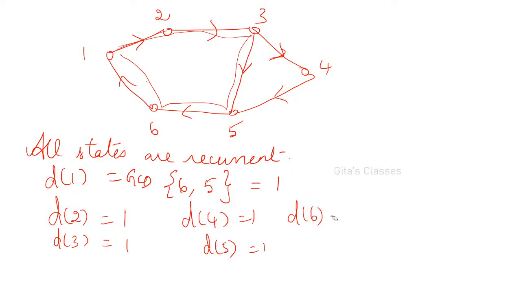Now tell me, what can you conclude from this? Therefore, the given chain is... For all the 6 states, it is the same. 1 only. That means it is ergodic. Very good. Therefore, it is ergodic.